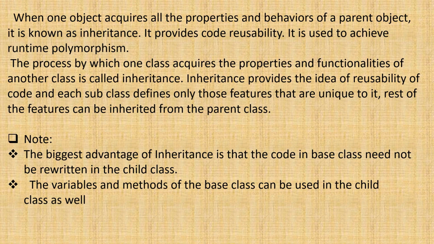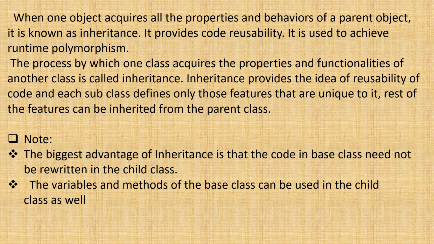When one object acquires all the properties and behaviors of a parent object, it is known as inheritance. It provides code reusability. It is used to achieve runtime polymorphism. The process by which one class acquires the properties and functionalities of another class is also called inheritance. Inheritance provides the idea of reusability of code, and each subclass defines only those features that are unique to it. The rest of the features can be inherited from the parent class.